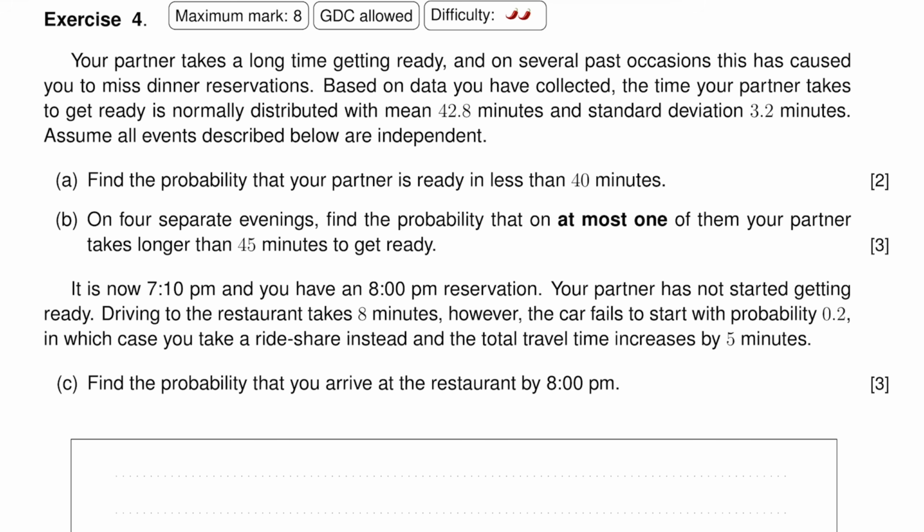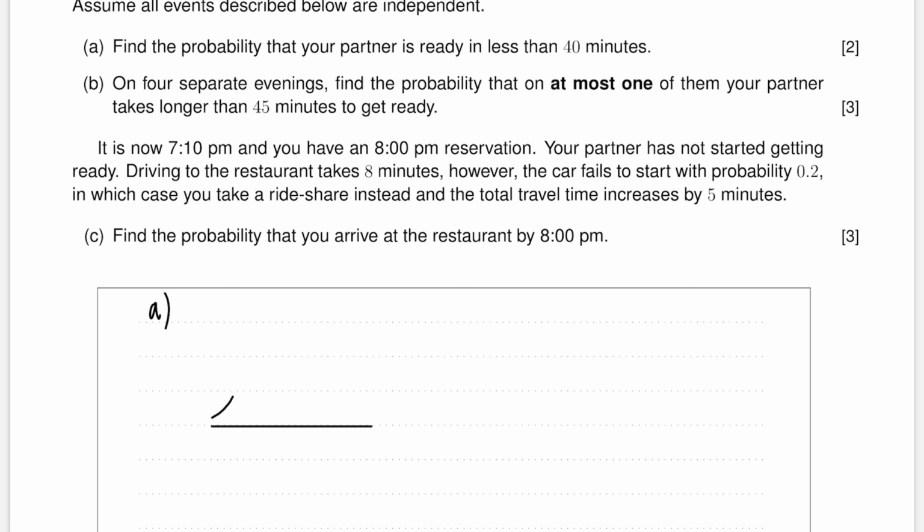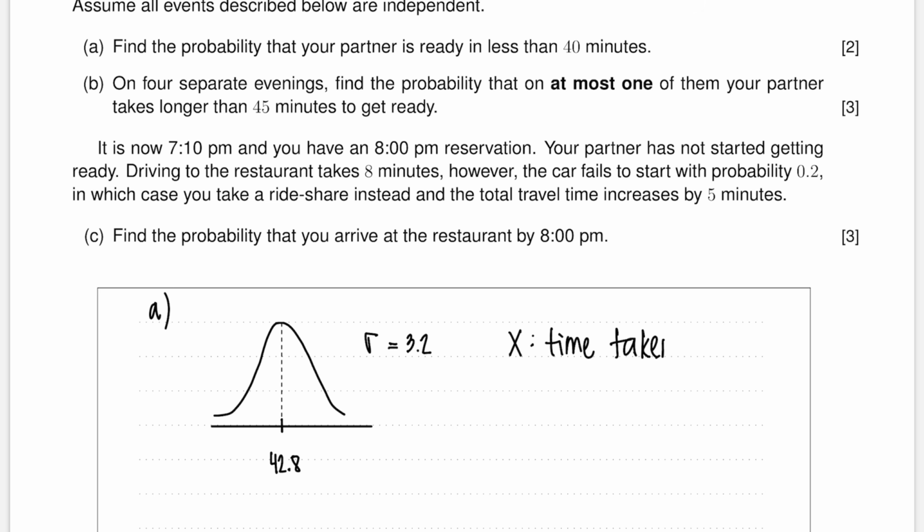So let's first illustrate that using a bell-shaped curve, which is typical of a normal distribution. So we have our normal distribution here. And by the way, not only the mean and the standard deviation, but you should also place right here the continuous random variable that you're measuring. In this case, it's the time that it takes for your partner to get ready. So we have time taken to get ready in minutes.